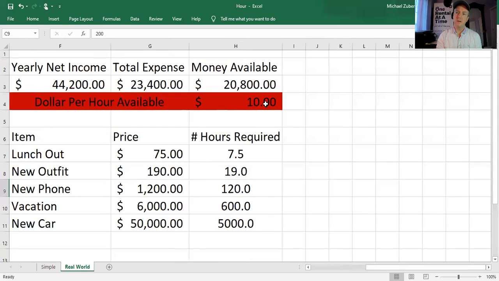I keep telling you, lower expenses. You need to earn, save, invest, repeat. And right now, all you can save is $10 an hour in this example. So hopefully that makes sense. It's no wonder we all have so much financial stress.